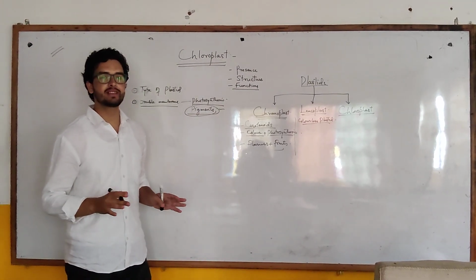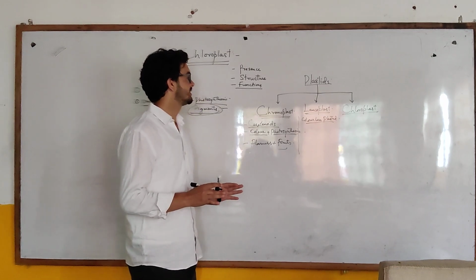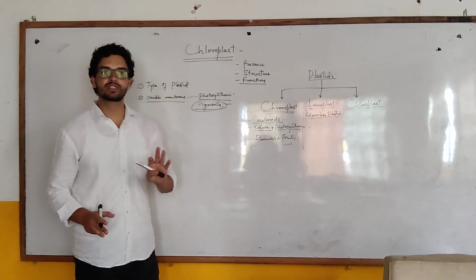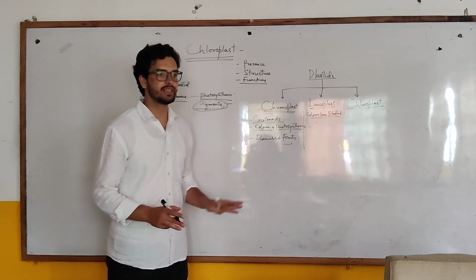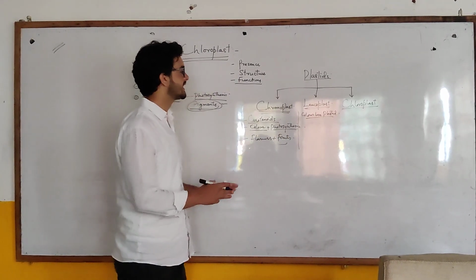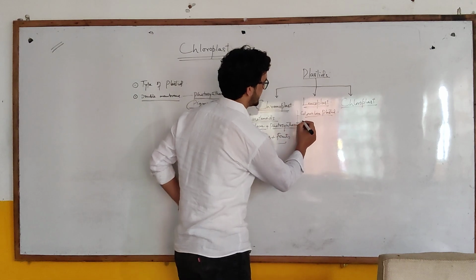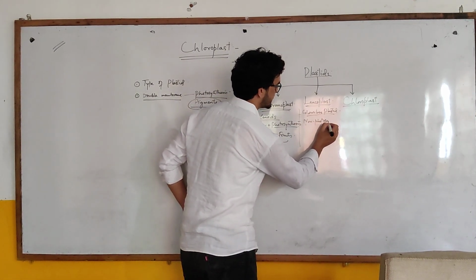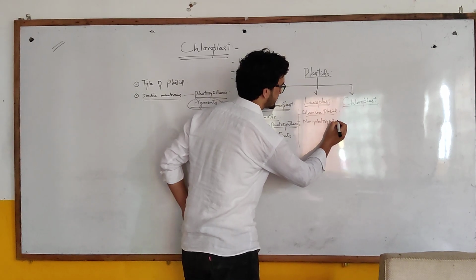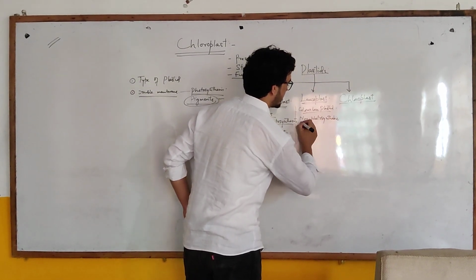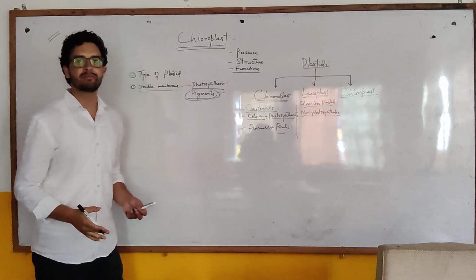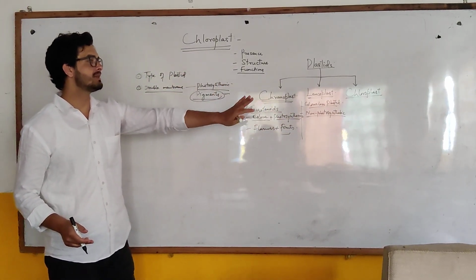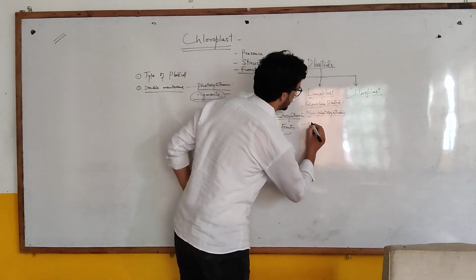Fine. So talking about the leucoplast, this is the colorless plastid. It shows the absence of any pigment, so it is a colorless plastid, and its main function is the storage of food. It is mainly present in the non-photosynthetic regions of the plants, like root, stem, bulbs.